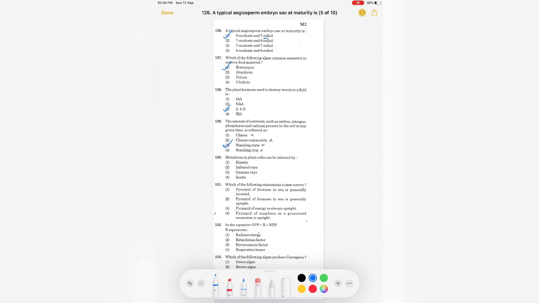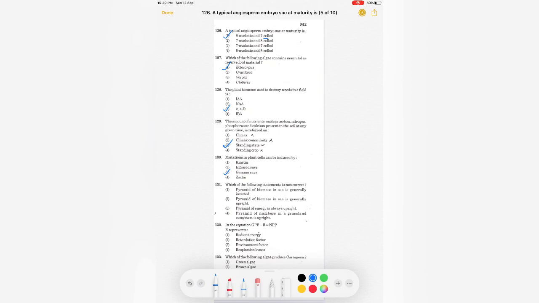Question number 130. Mutations in plant cells can be induced by. The answer is gamma rays. I think you heard about gamma garden. So we can cultivate some beneficial or desirable mutations in plants using gamma rays. Also we can develop some plants having high quality.